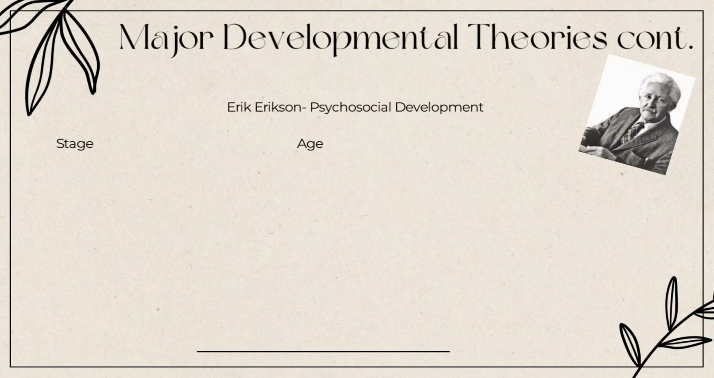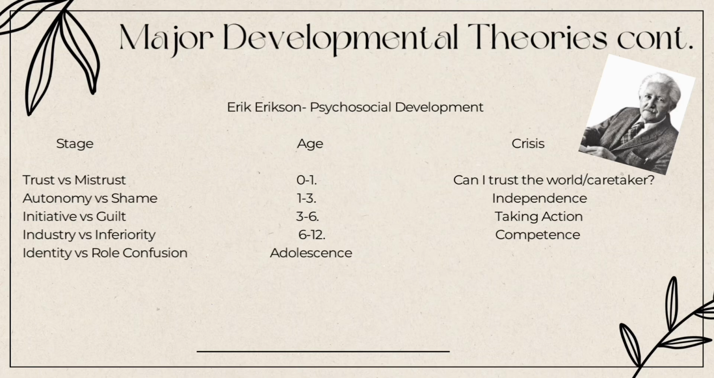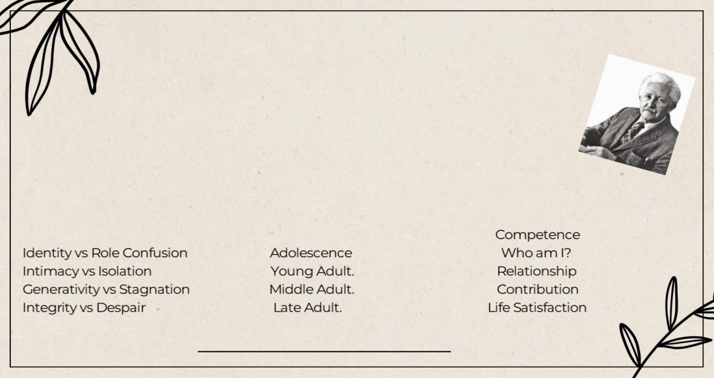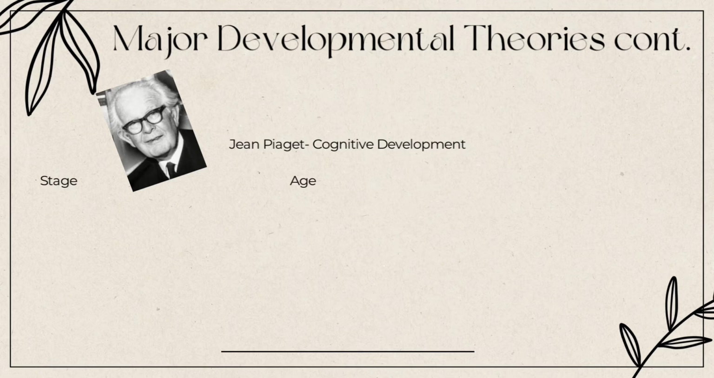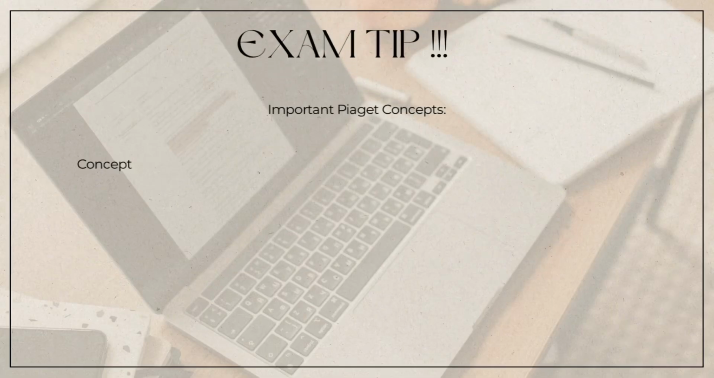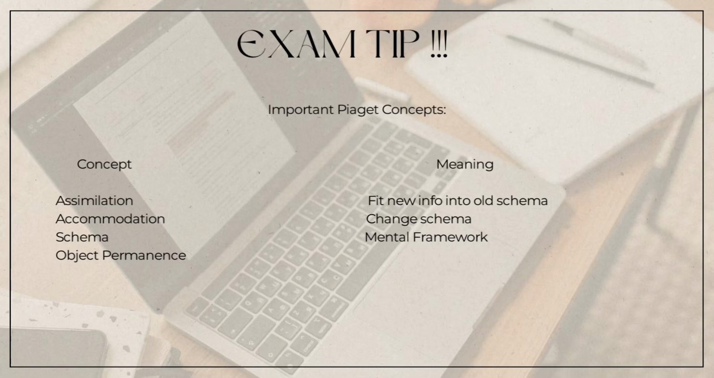Erik Erikson's psychosocial development consists of 8 stages: trust versus mistrust, autonomy versus shame, initiative versus guilt, industry versus inferiority, identity versus role confusion, intimacy versus isolation, generativity versus stagnation, and integrity versus despair. Jean Piaget's cognitive development consists of 4 stages: sensorimotor, pre-operational, concrete operational, and formal operational. Exam tip: below I've listed important Piaget concepts to familiarize yourself with.